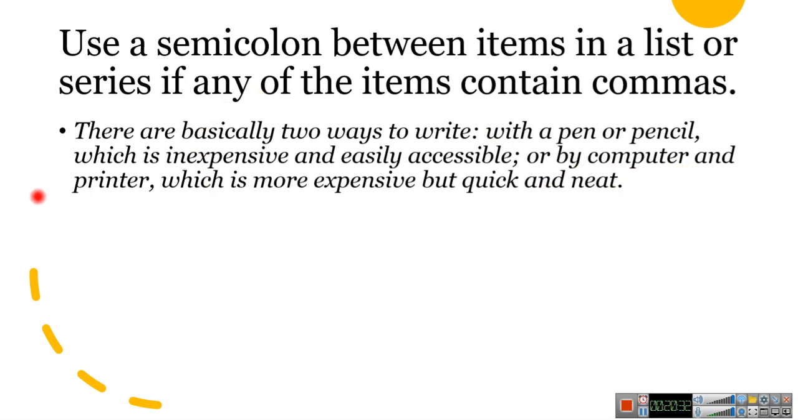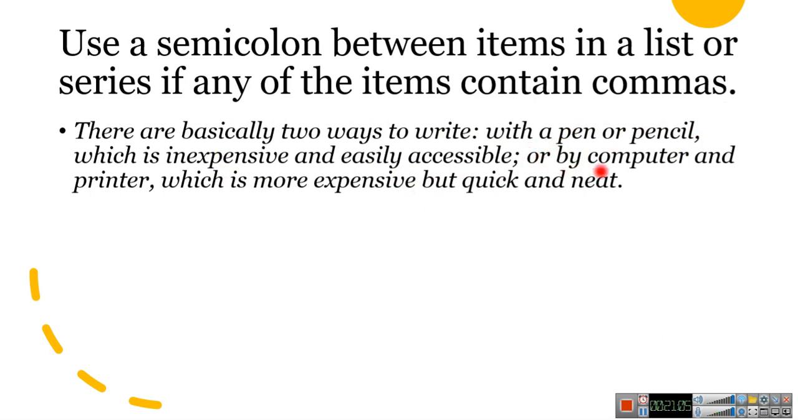Let me read it again for you. There are basically two ways to write: with a pen or pencil, which is inexpensive and easily accessible; or by a computer and a printer, which is more expensive but quick and neat. So we have here two items: writing with a pencil and writing with a computer. But writing with a pencil is not the end of the story. I'm also saying writing with a pencil is inexpensive and easily accessible. For that reason, I'm using a comma.